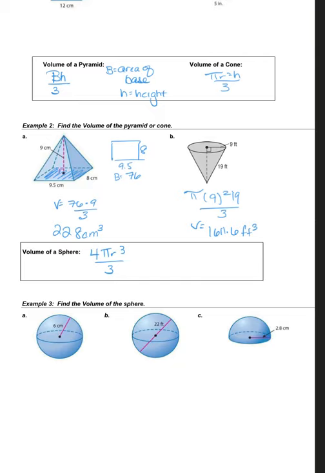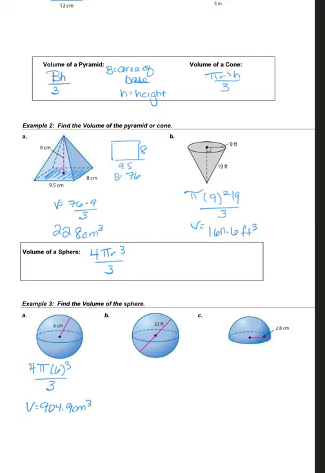So when I look at example 3a here, it would be 4 pi 6 cubed divided by 3. So that's 4 times 3.14159 times 6 times 6 times 6 divided by 3 for a total of 904.8. So the volume of this sphere is 904.8 centimeters cubed.